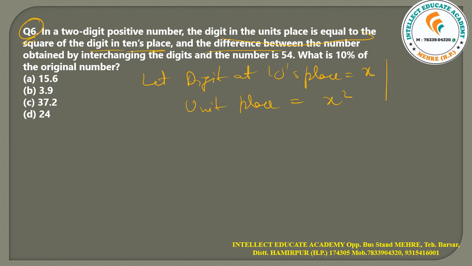The difference between the numbers obtained by interchanging the digits. So one number we get is the original number, x x square, and the other number we get is x square x. We are told that the difference between the two numbers after interchanging is 54. So x square x minus x x square is equal to 54. We are supposed to find what is 10% of the original number.